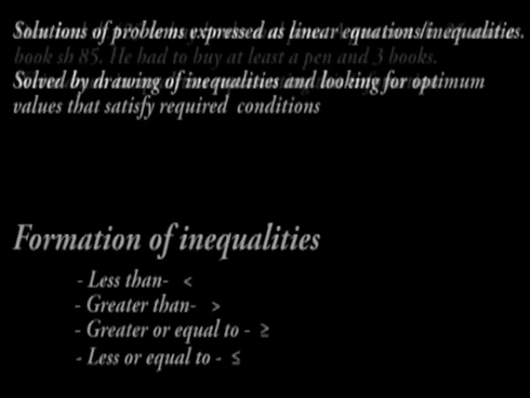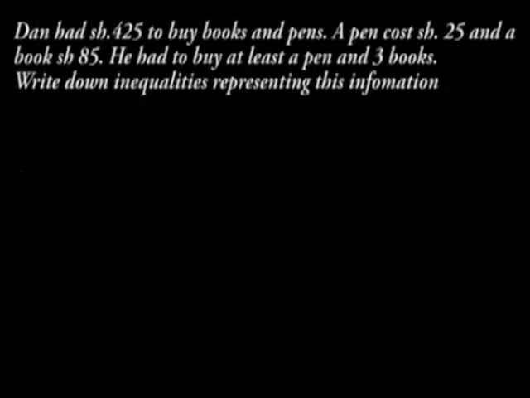For example, Dan had 425 shillings to buy books and pens. A pen cost 25 shillings and a book cost 85 shillings. He had to buy at least a pen and 3 books. Write down inequalities representing this information.